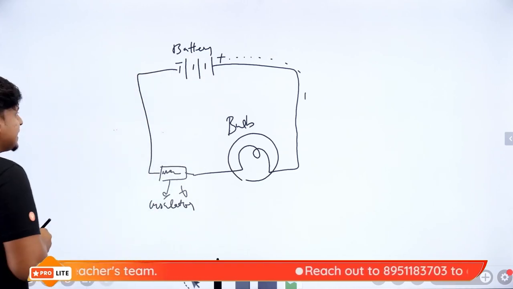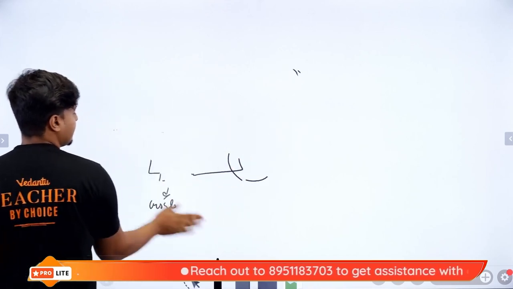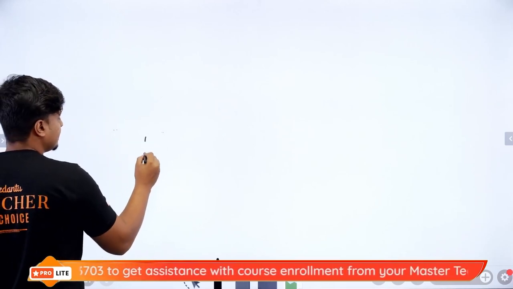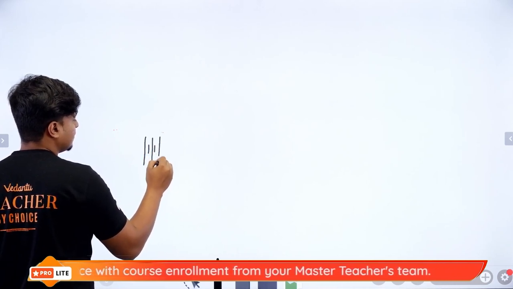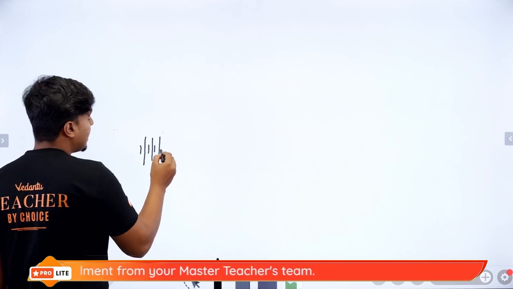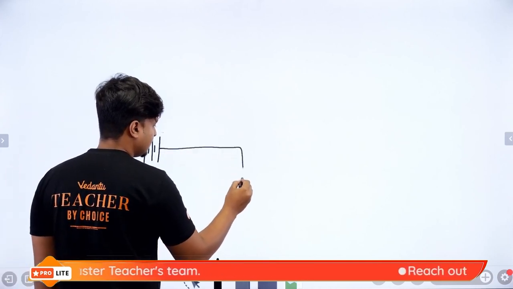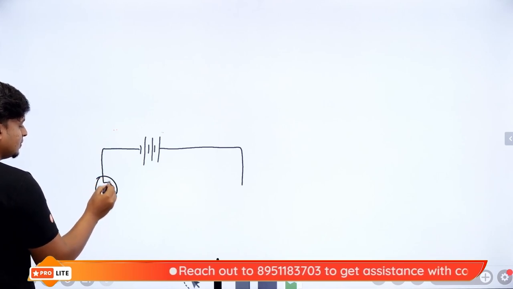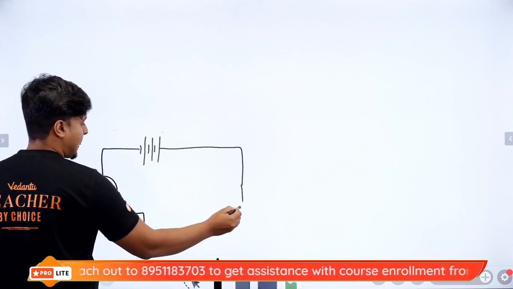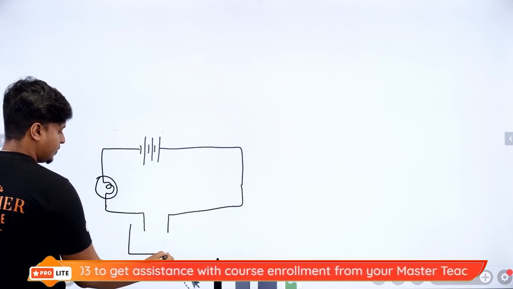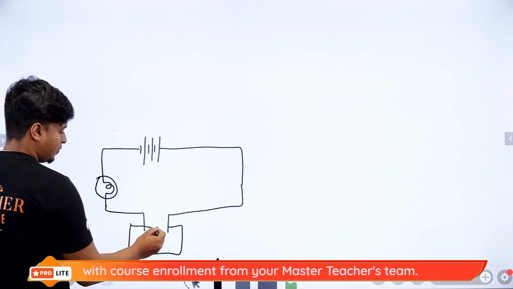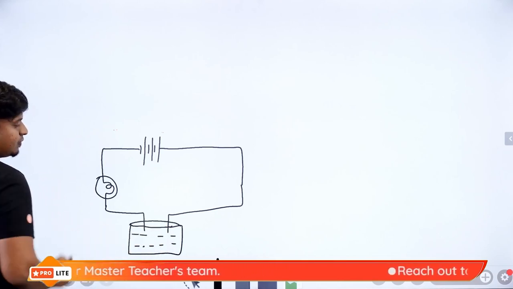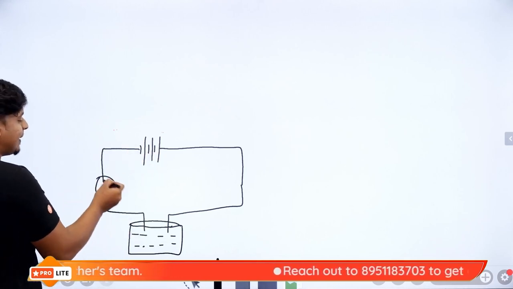How are we going to do that? Let's see, guys. Now, again, for this tester, we'll take the same things. We'll take a battery. Now, we'll connect this battery to the bulb, let's say the bulb is here, and that's it. So what do we have? We have the battery, we have the bulb, we have a solution.